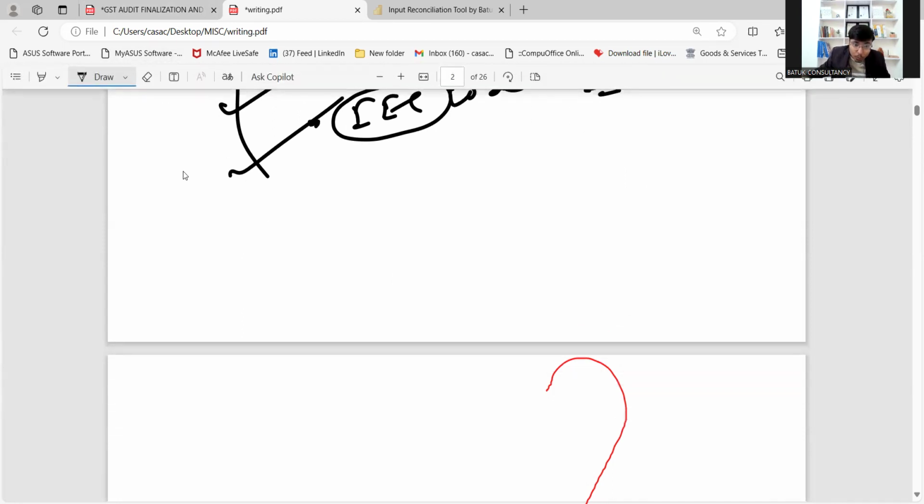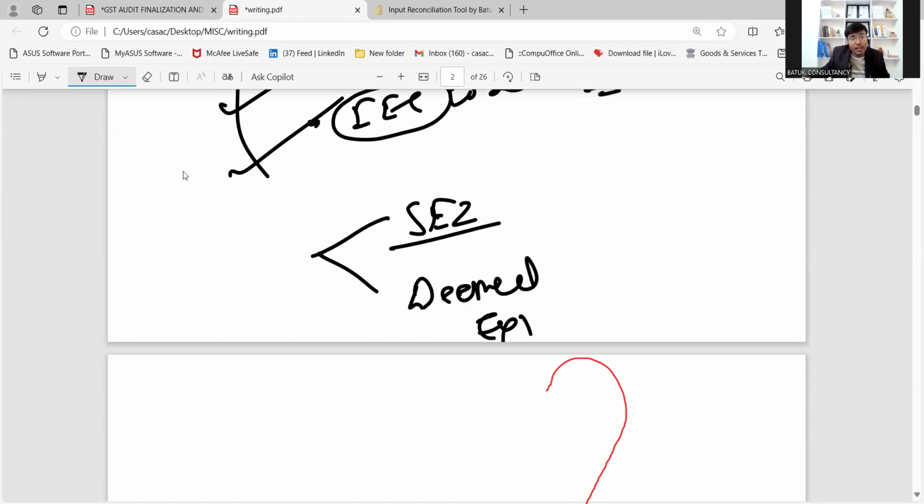So there are a total of 2 points which play a very important role whenever you find a special economic zone or when you find deemed export. In that case you should be very much careful.